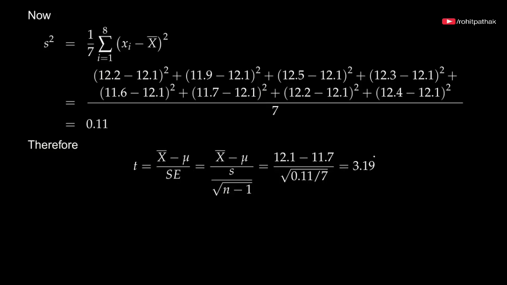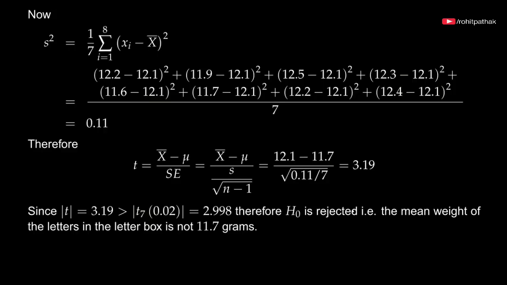Now if we compare this value 3.19 with the critical value, then we find that this value 3.19 falls in the region of rejection. That means it falls here, while the critical value is 2.998. So the acceptance region is from minus 2.998 to 2.998, and this value falls outside of this acceptance region. So H0 is rejected. That means the mean weight of the letters in the letter box is not 11.7 grams. Then what should it be?